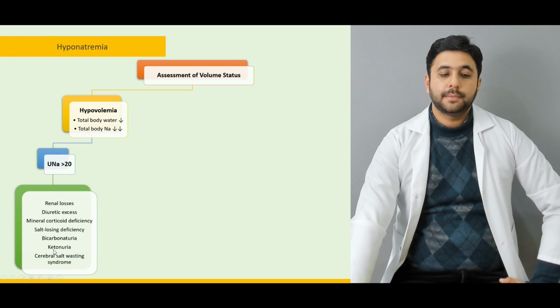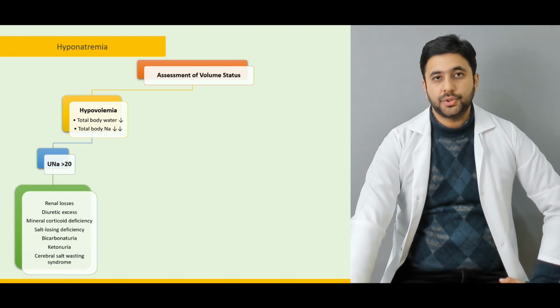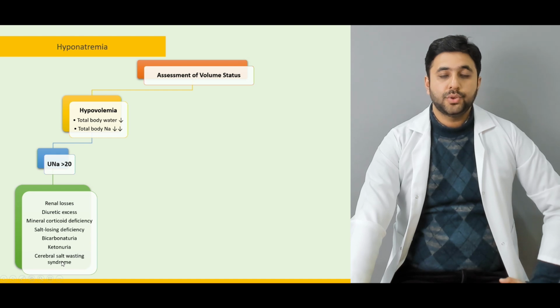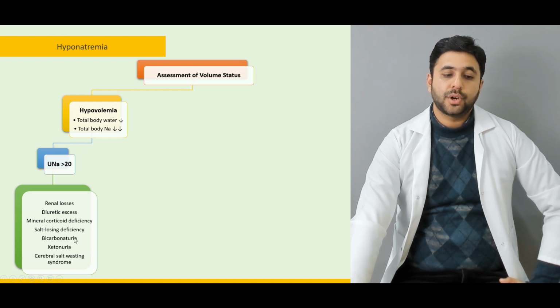Similarly, if the patient is losing bicarbonate in the urine because of any proximal tubular reabsorption issue, or if someone who is diabetic or someone who is starving has DKA as well, ketonuria, with the increased loss of ketones, there will be increased loss of water along with the osmoles, the osmotically active substances. This will lead to hypovolemia, and this will also wash off the sodium.